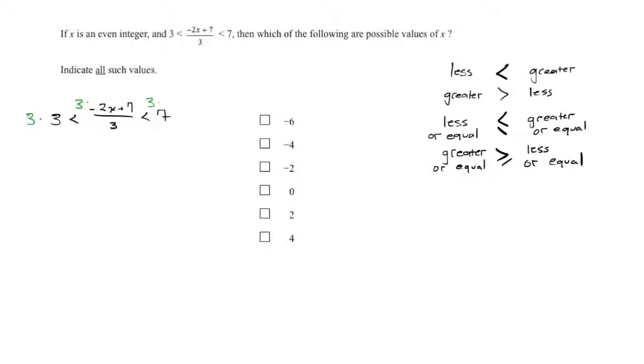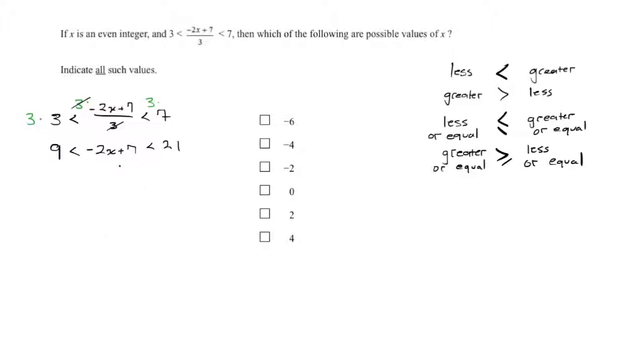Now when I do this, it becomes 3 times 3, which is 9. Notably, 3 times this thing, but then divided by 3, you have to notice, cancels out the 3, okay? That's the best way of looking at that. Now it's 9 less than negative 2x plus 7 less than 21.